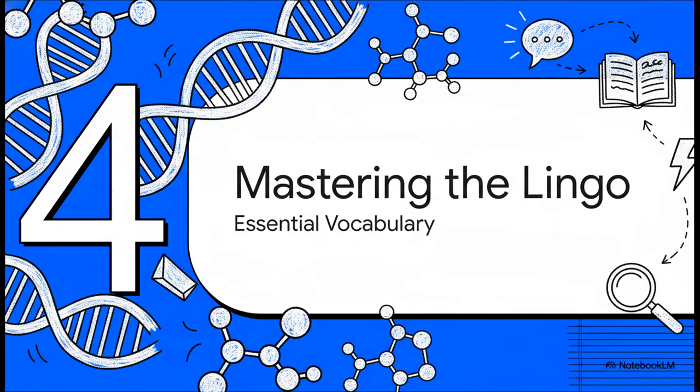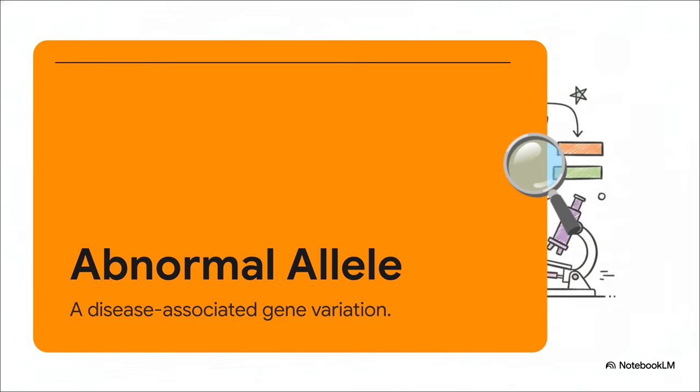All right, let's switch gears a bit for section 4. To code this stuff accurately, you've really got to speak the language. So we're going to do a quick vocab round. Knowing these terms is going to make you feel way more confident when you're reading those lab reports. First up, allele. This sounds complicated, but it's not. If a gene is like a recipe for eye color, the different alleles are the specific instructions for blue eyes or brown eyes or green eyes. It's just a variation of a gene.